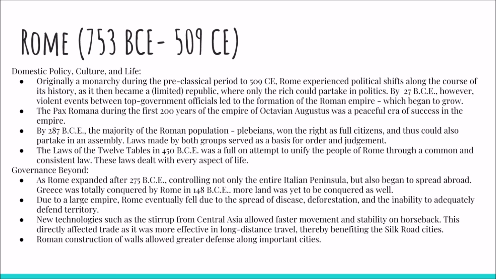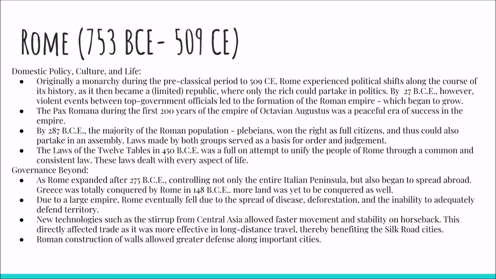Laws were continuously being made to maintain order in Roman history. One example could be the Laws of the 12 Tables in 450 BCE, which was able to unify Rome under a common law. By 27 BCE, however, Roman Senator Octavian Augustus took power by himself and began the Roman Empire, expanding it in large proportions.